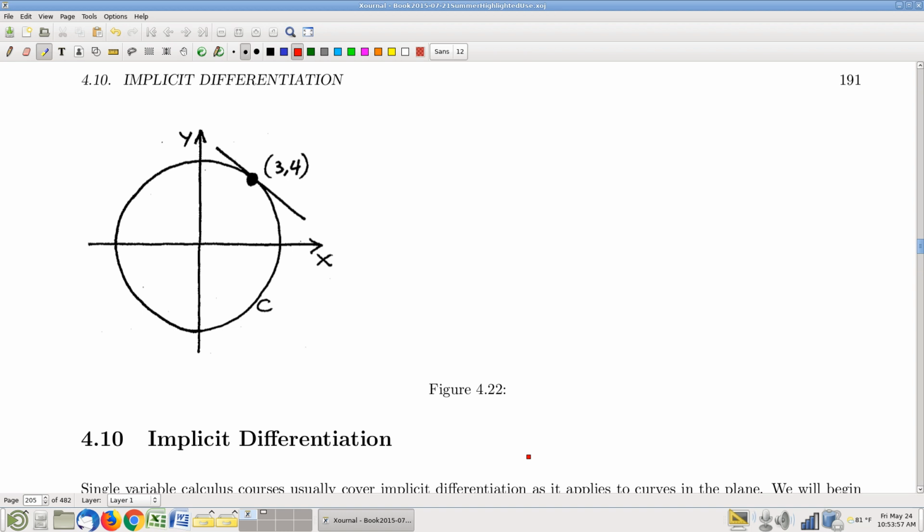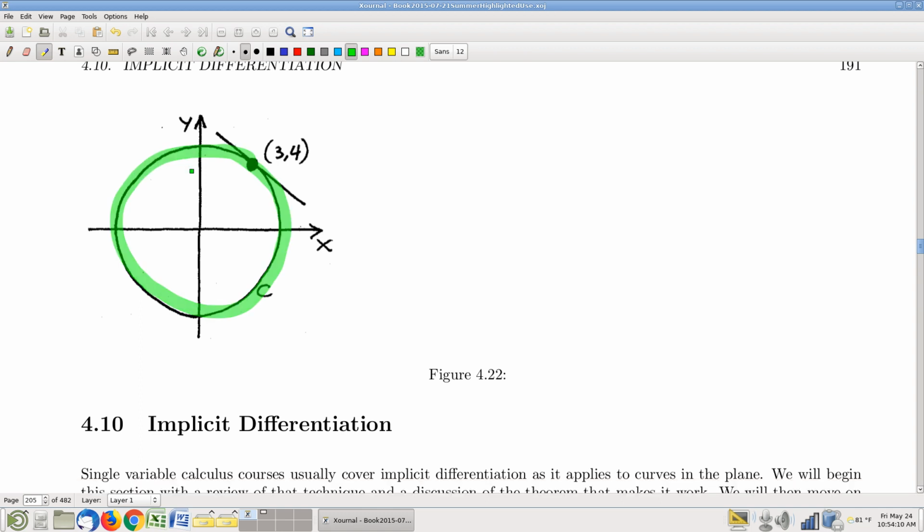And then we're going to talk about how to extend that to a multivariable context. So here's a question that we might face, and that gets addressed in Calc 1 classes, and that is here's a curve for which we have an equation.